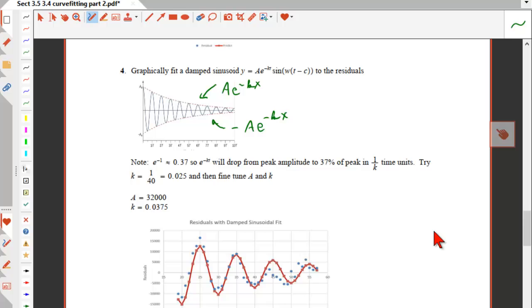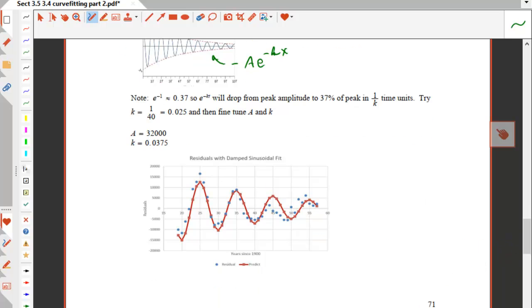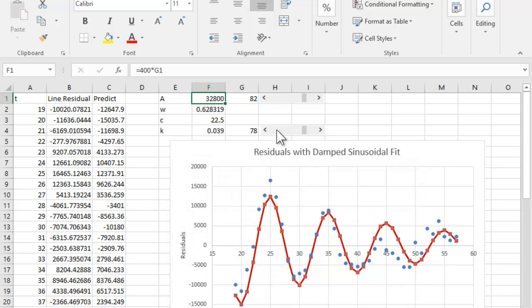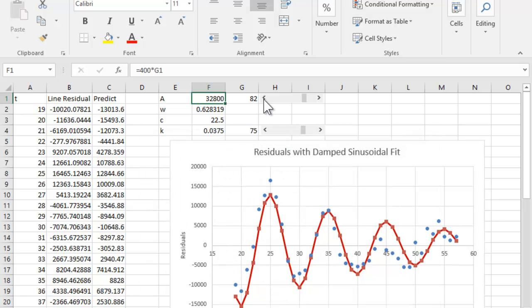So what I've decided to do was go with these values after I had tweaked, of A being 32,000 and K being 0.0375. And when we do that, see, I said 32,000. When we do that, we get a picture like this. And I say, okay, that's not too bad.